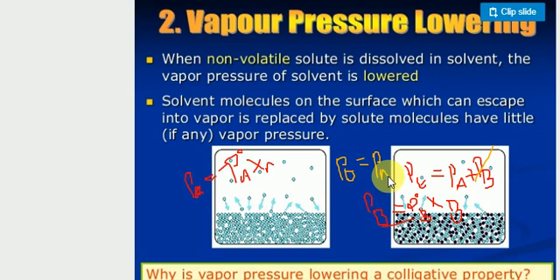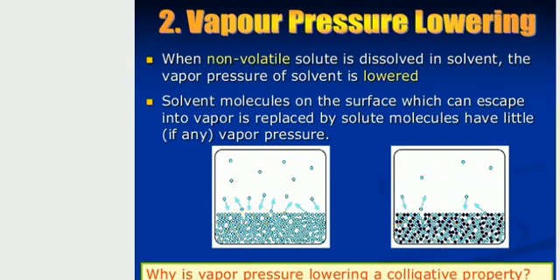Okay, and you can also write here P total value is equal to P naught A XA. Clear, total value is equal to P naught A XA. So this one you are going to follow, it is very clear, no?